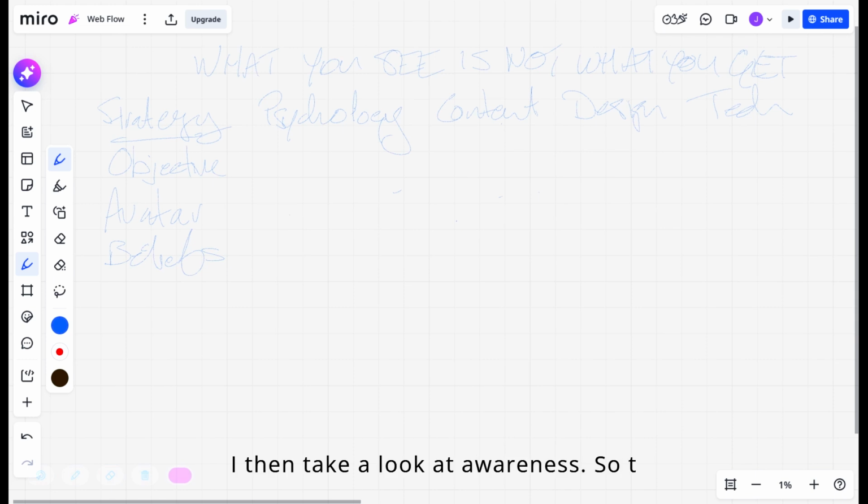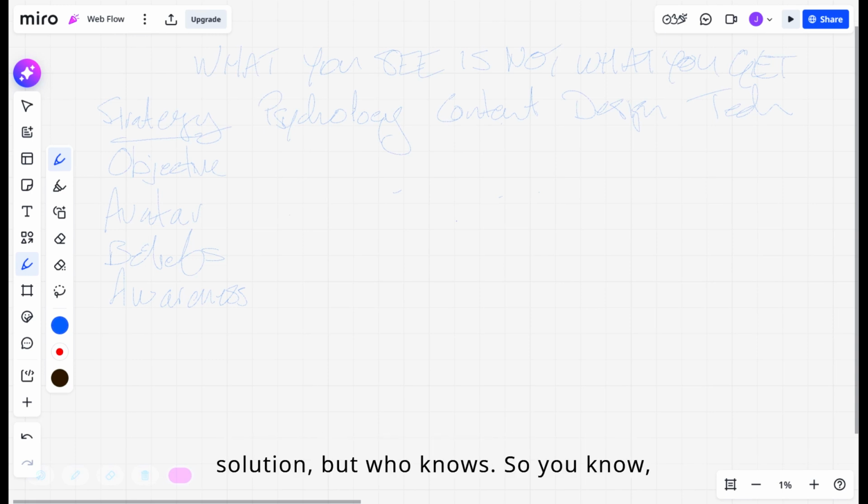I then take a look at awareness. So what I mean by that is, where are they starting from? Are they unaware that they've got a problem? Or are they problem aware? Or are they solution aware? People are at different awareness stages when they're in a problem. They could be attached to the wrong solution.